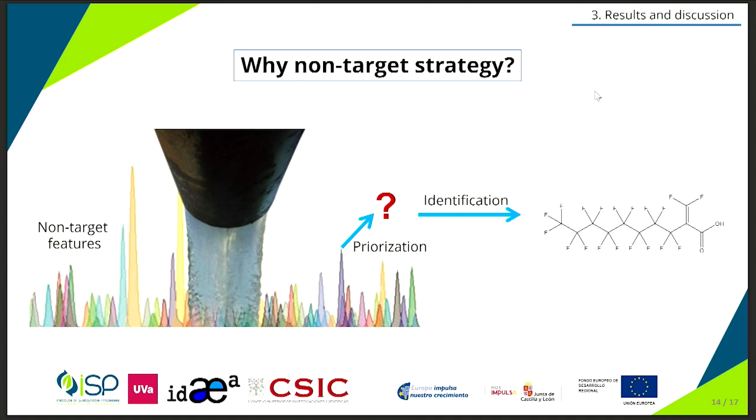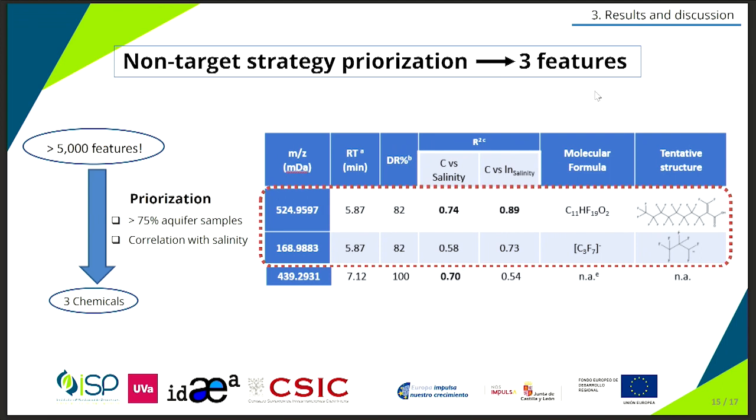But we also did this non-target screening. As a reminder, we have more features, but we need to prioritize and identify those chemicals that we are interested in. So after having more than 5,000 features, we focus on those which were in a high percentage of the samples, and also those which correlate with salinity, the same process that we followed with the target screening. And only 3 features accomplish these 2 requirements. What happened with the first 2? We have the mass of the chemical, but we don't know which chemical.